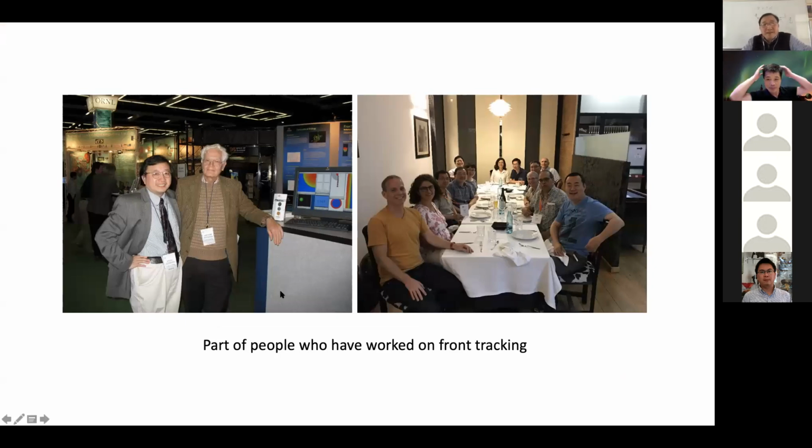This is James Glimm, and that was at the SciDAC. This was, I think, 2 years ago in Valencia, Spain. And this is people who worked in this group on the front tracking method. Is Xingfeng here? I don't see him here. However, these are the people who worked on the front tracking method, including my wife.